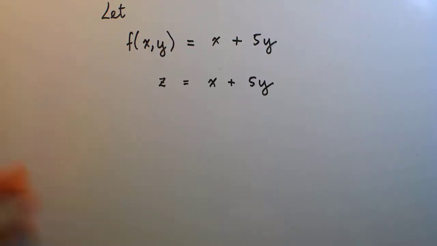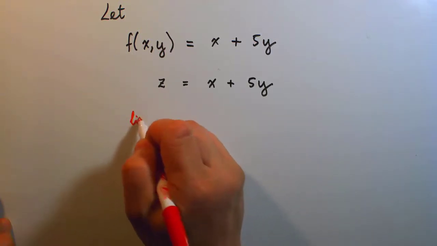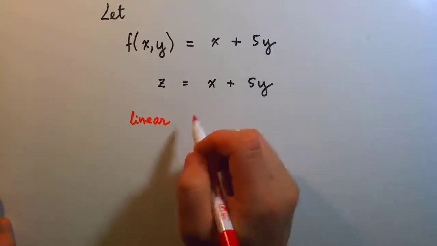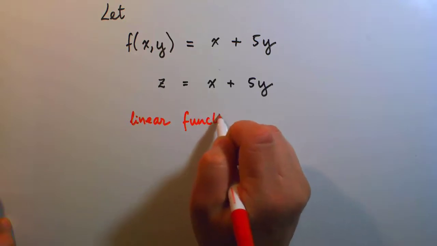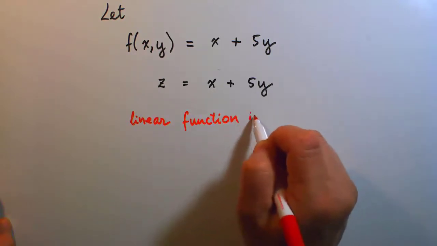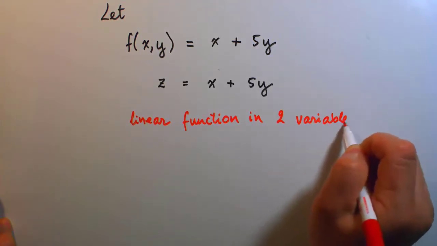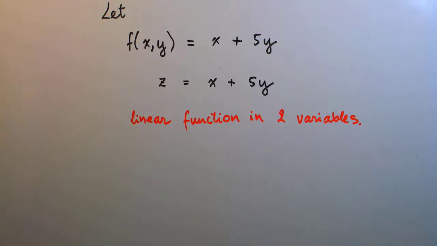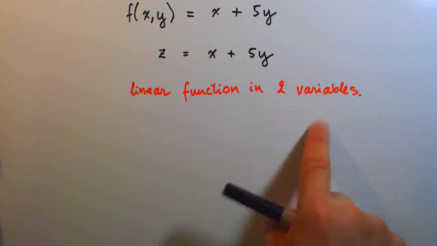So this function that we're looking at is called, this is an example of a linear function in two variables. So first of all, let me explain about being a function in two variables.